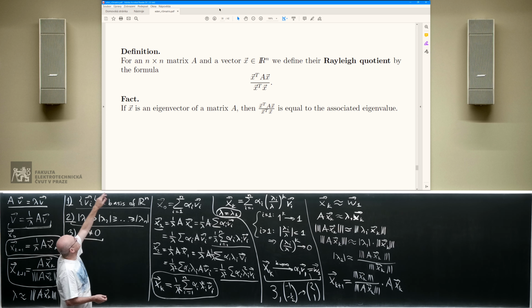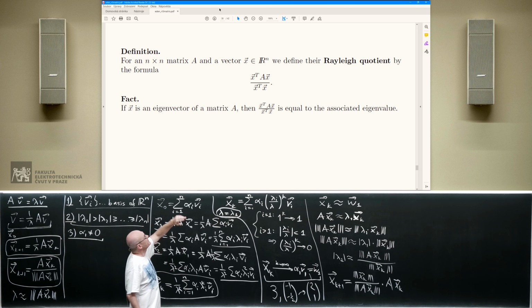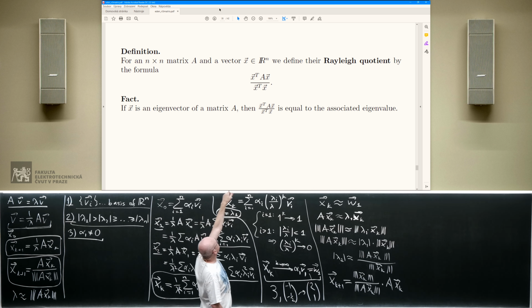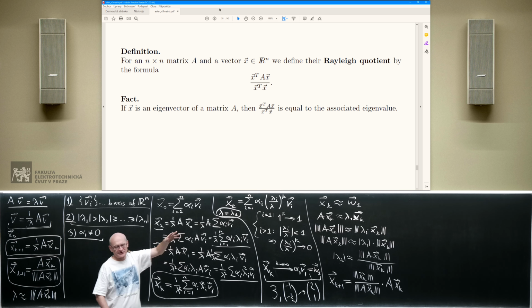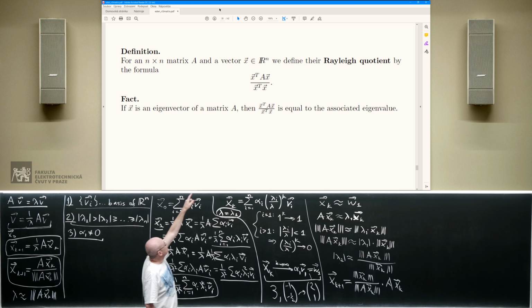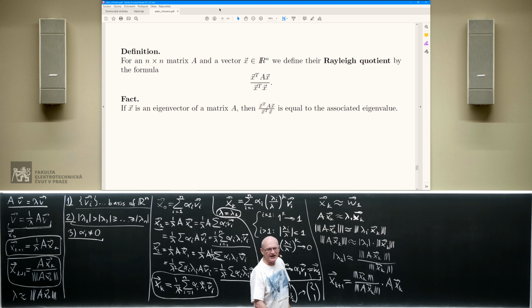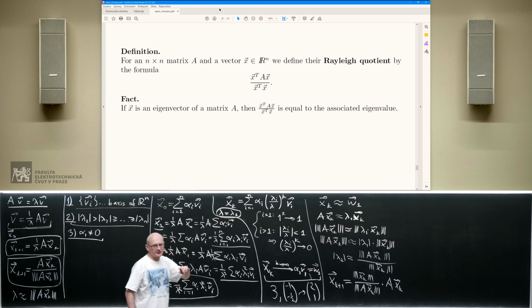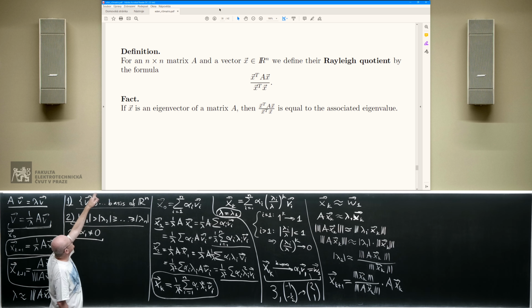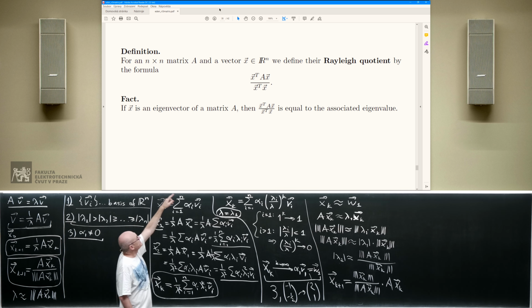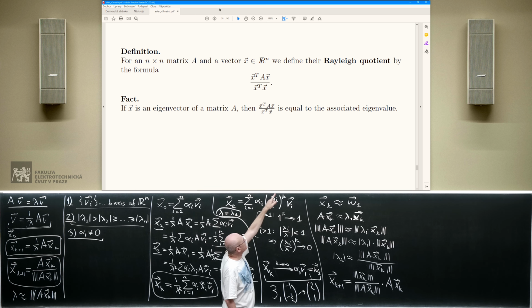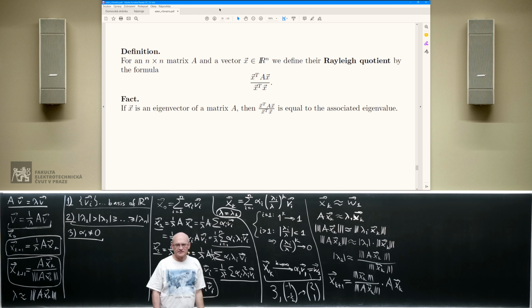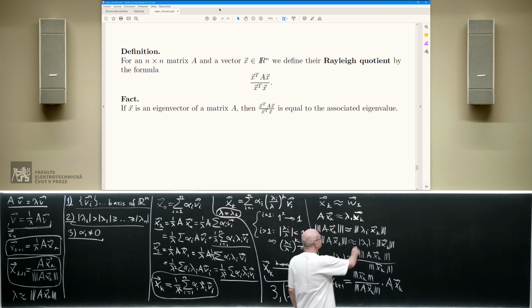It says if you have a vector, just any vector, you can always create an expression with this vector, and it's a number. The outcome is a number. We will talk about it. And this is called the Rayleigh quotient. And why is this Rayleigh quotient interesting? Well, first of all, if your vector happens to be an eigenvector, then the Rayleigh quotient actually provides the exact eigenvalue. Let's have a look at it.